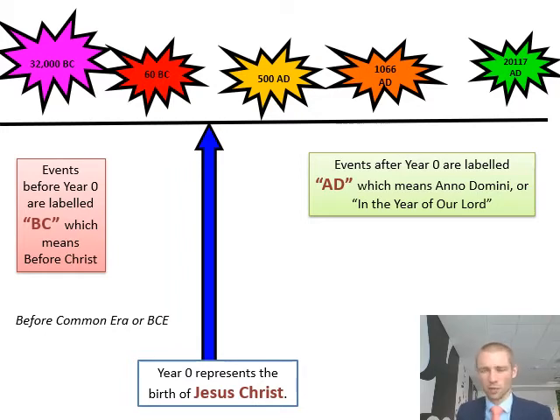Whereas after the year 0, your numbers work exactly as they would if you're in a maths lesson. So events after year 0 are labelled AD, which means Anno Domini, or in the year of our Lord. So again, another kind of religious reference there. We live in 2020 at the moment, 2020 AD. But we don't actually refer to it as AD because we're just a bit lazy. Maybe we're just a bit more casual than that.